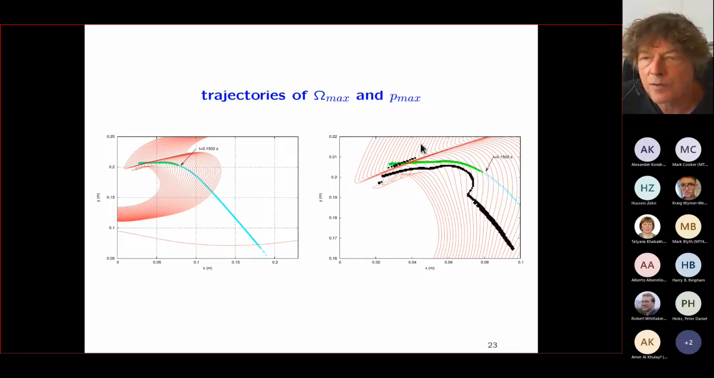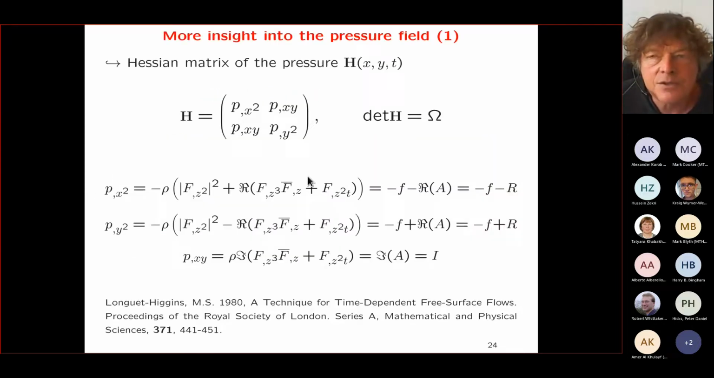But from this plot, or this one, which is a closer view of it, we do not see that much of the main feature of the flow. And so we have to go deeper in the analysis of the pressure field. And for that, we study the Hessian matrix.